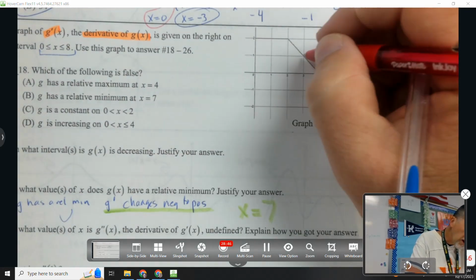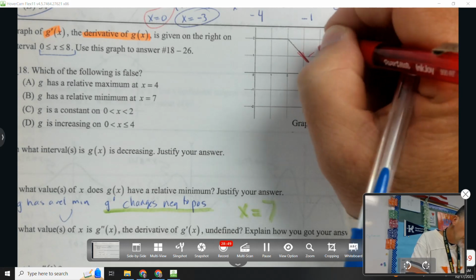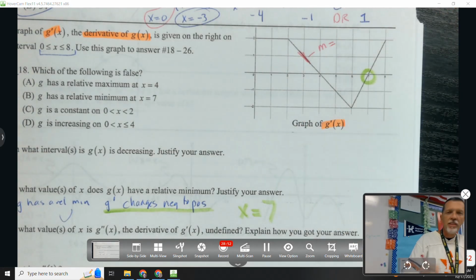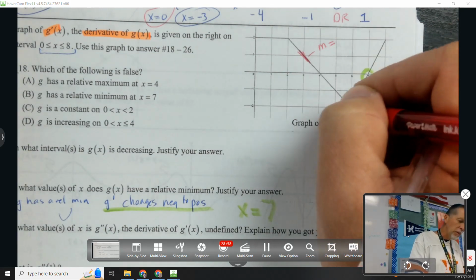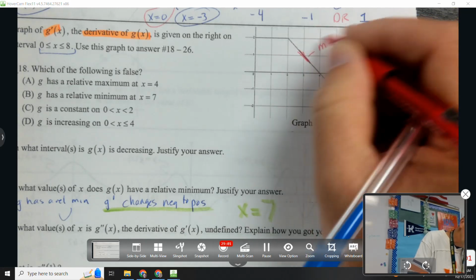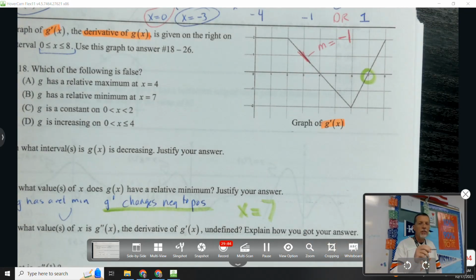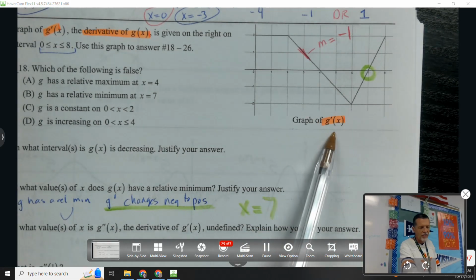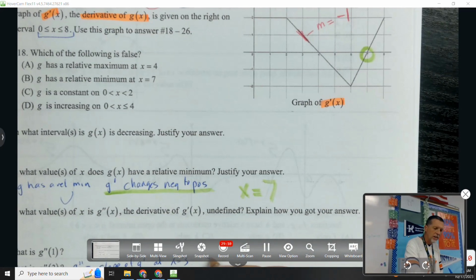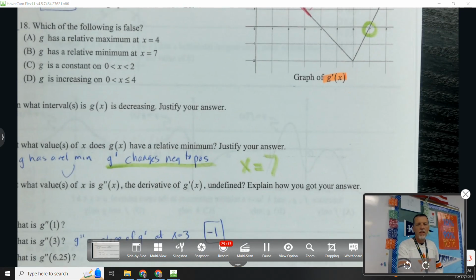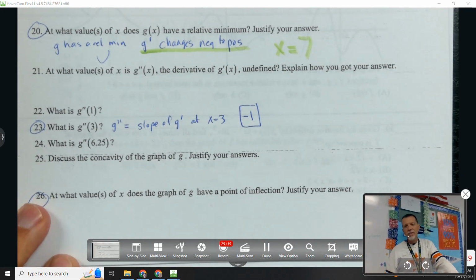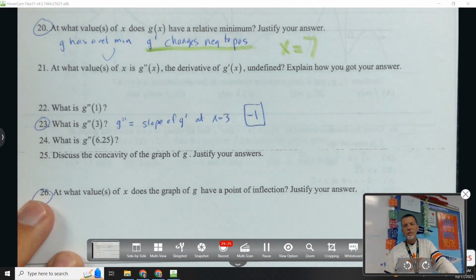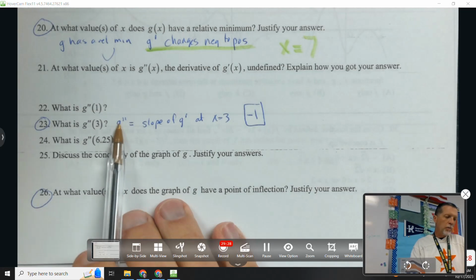So that slope there, I'm going to call it m rather than dy dx because it's the second derivative of g, it's the first derivative of g prime, but the slope is negative 1. So the slope of that graph, meaning the derivative of this graph, is negative 1. So it's another one of those questions. It's concept only, no calculations, no quotient rules and sines and cosines and stuff. Just do you understand that g double prime is the slope of g prime?